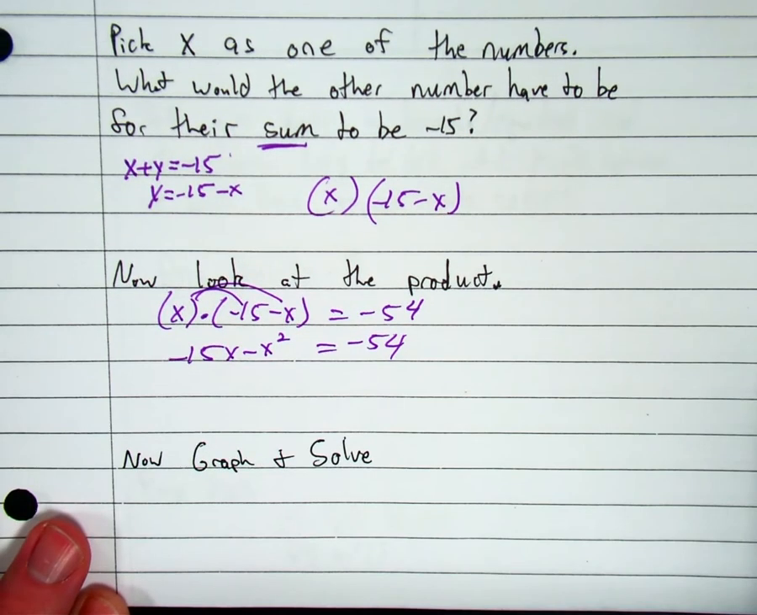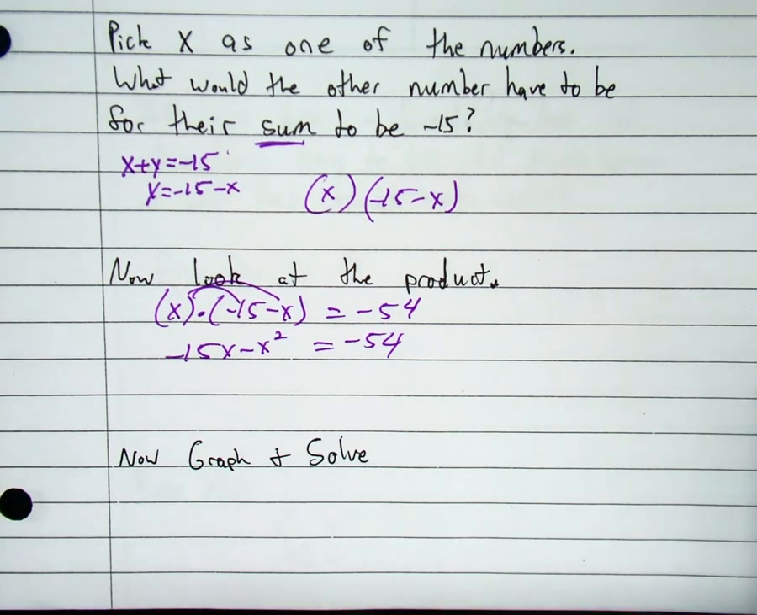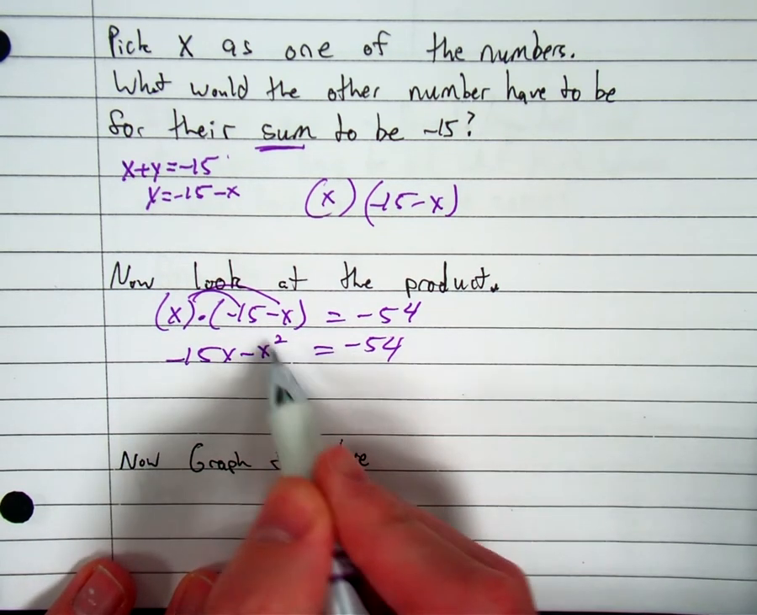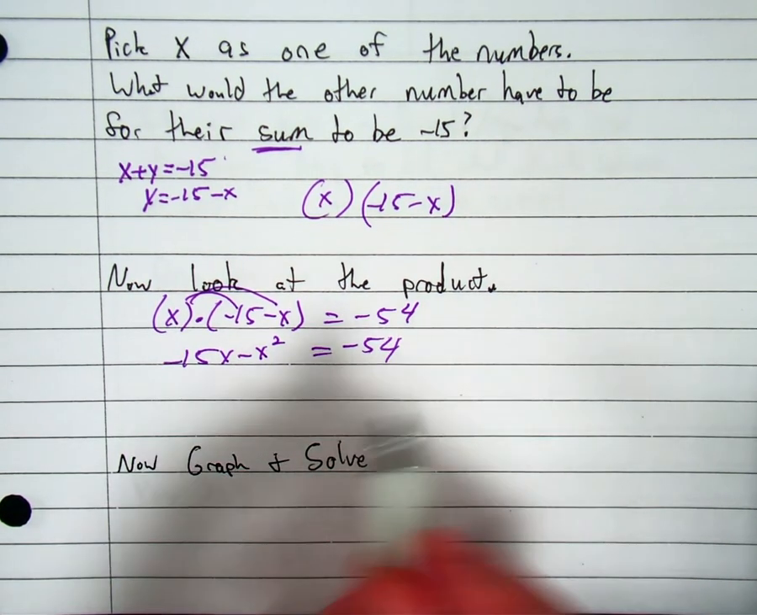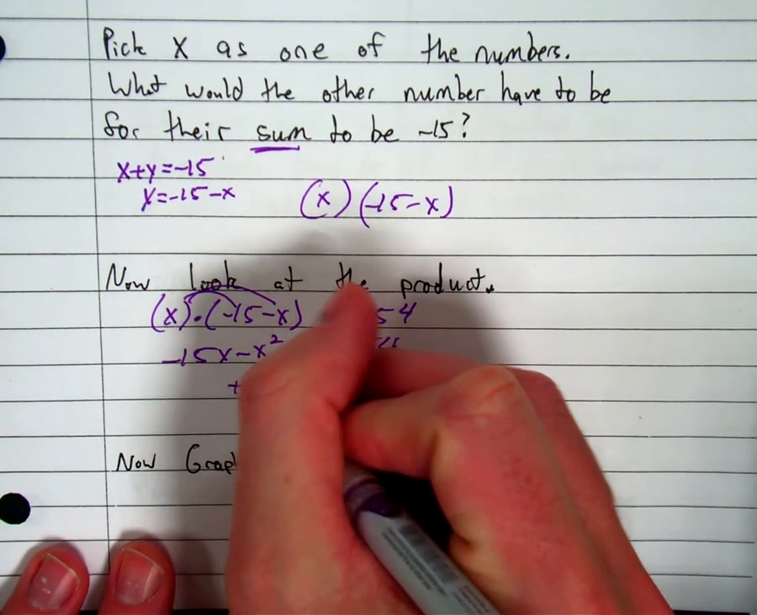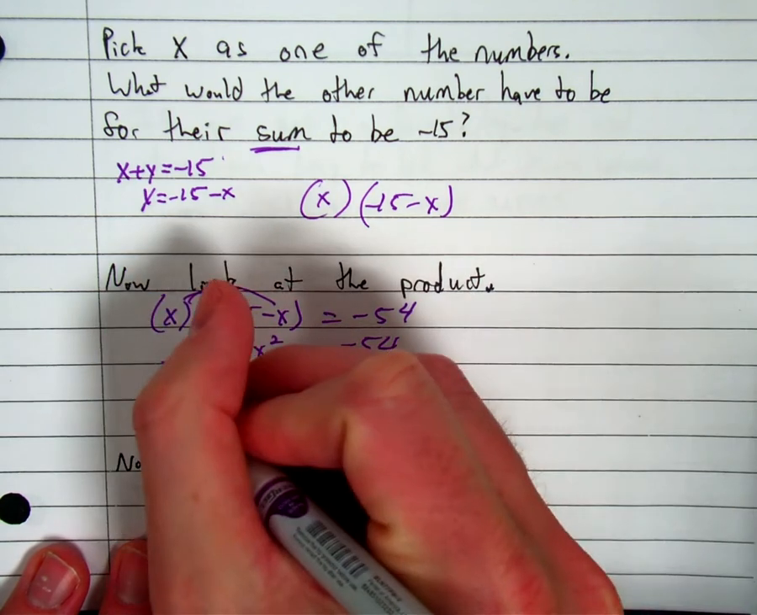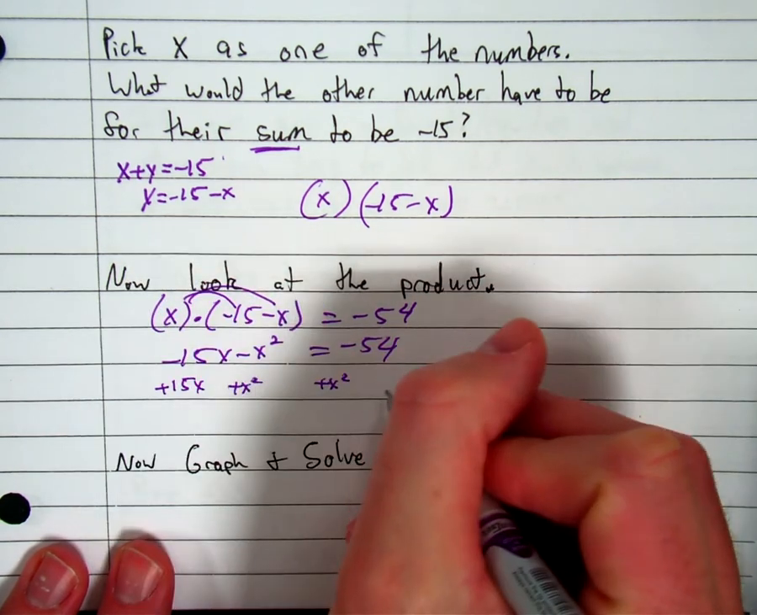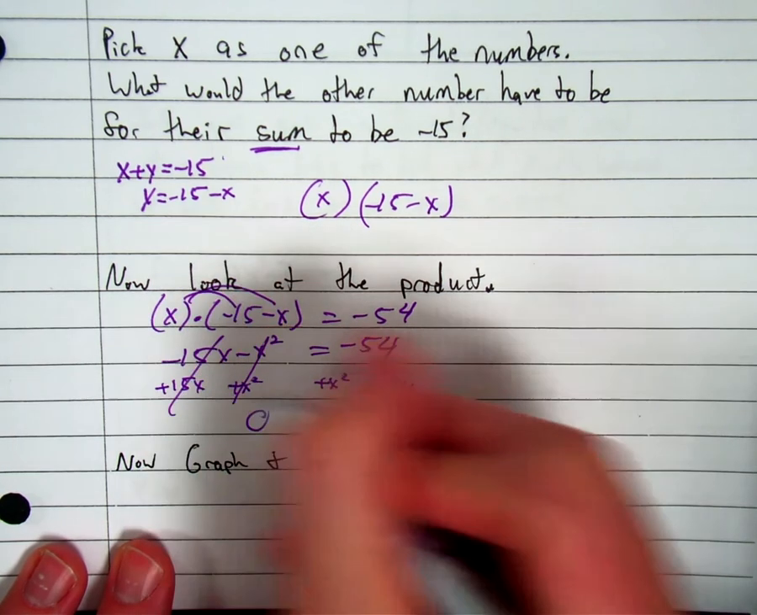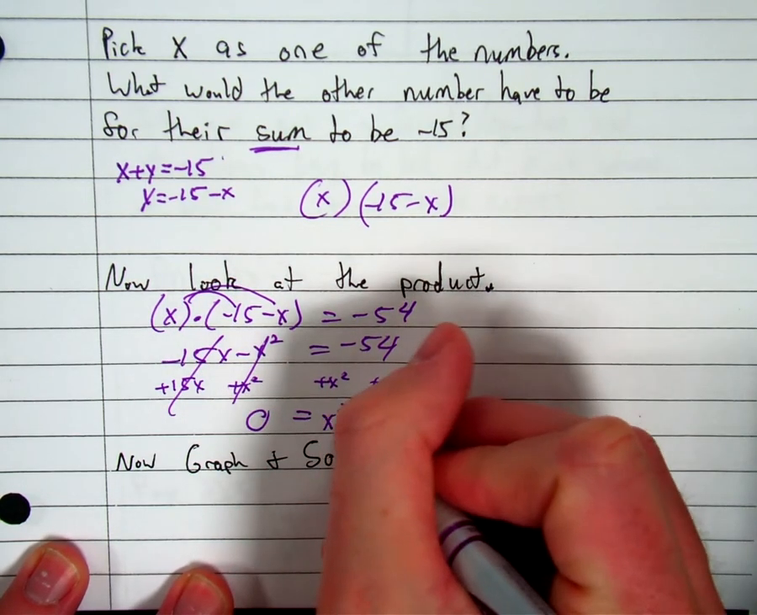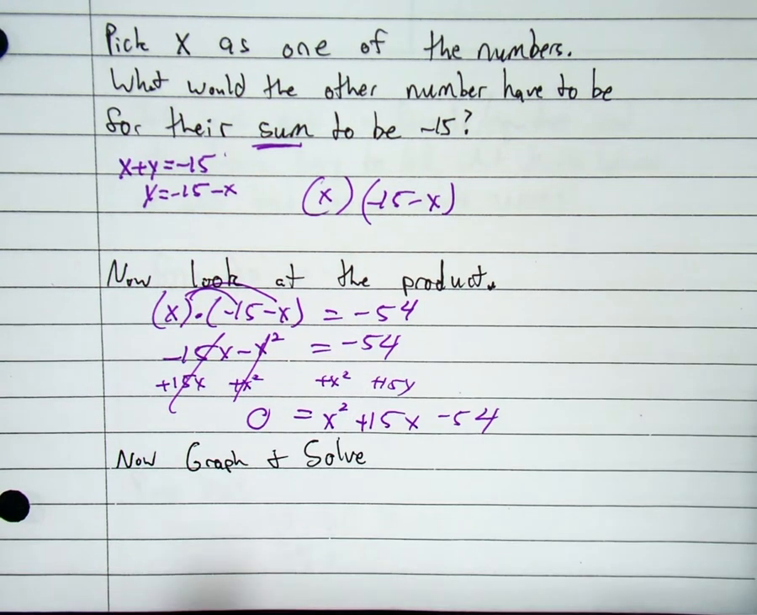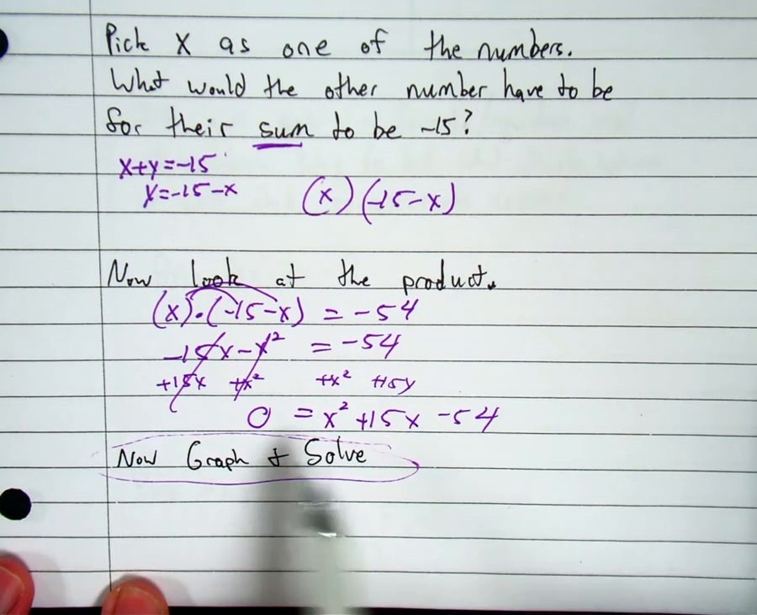All right. Now here's what we need to do. Now we need to get everything on the same side. And I want to get everything on the same side with x squared being positive, if possible to do it. So I'm going to move these two over there. Plus x squared plus 15x. All right, so now I have 0 equals x squared plus 15x minus 54. And now we're ready to graph and solve.